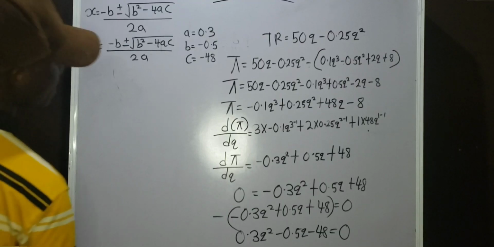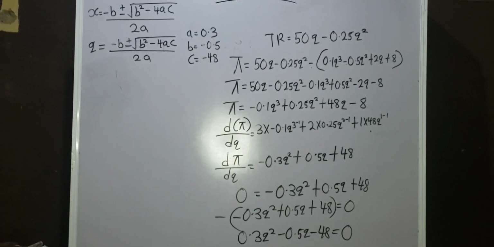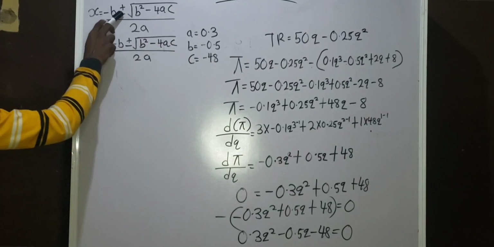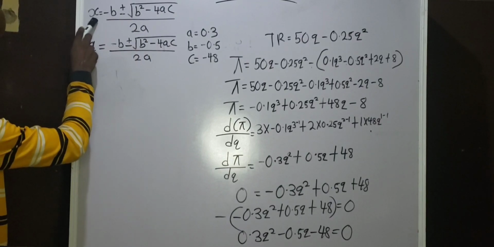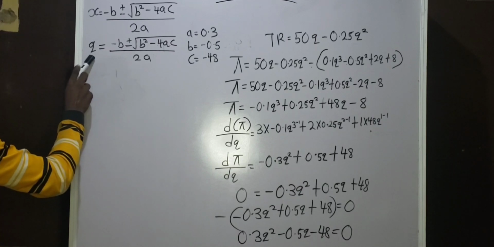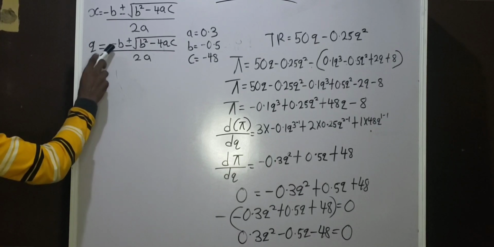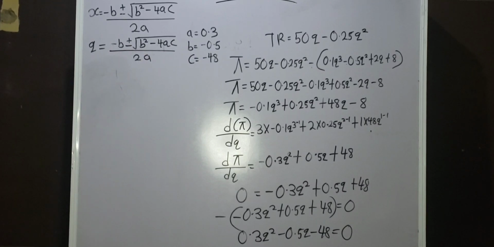In order to determine the value of q, we are going to make use of the general formula of quadratic equation, also known as the almighty formula, which is x is equal to minus b plus or minus square root of b squared minus 4ac all over 2a. But since I'm not looking for the value of x, I'm looking for the value of q, so I represent x as q.